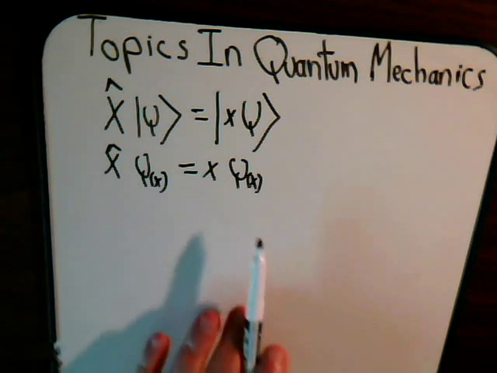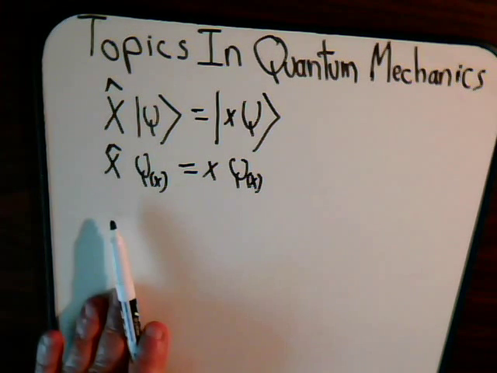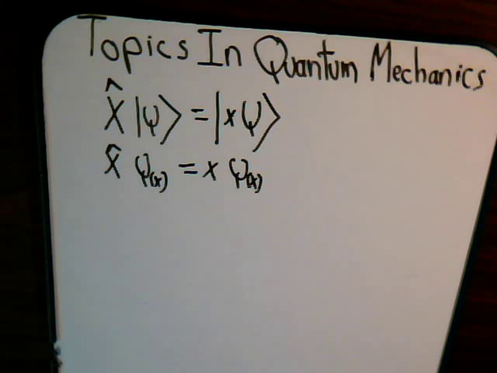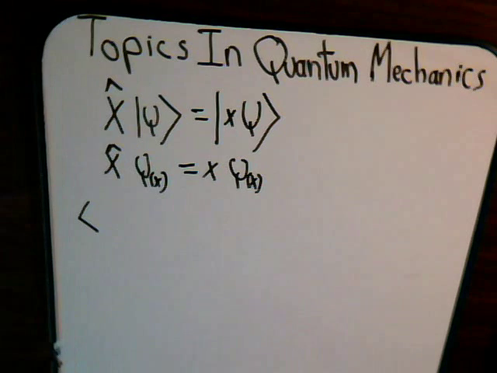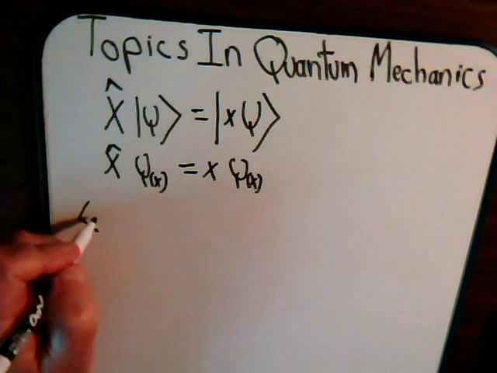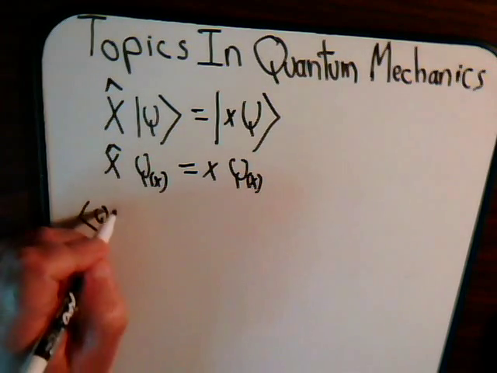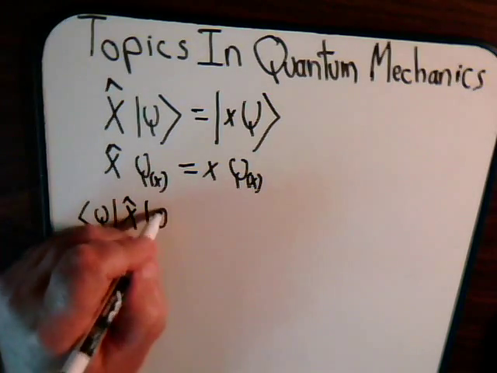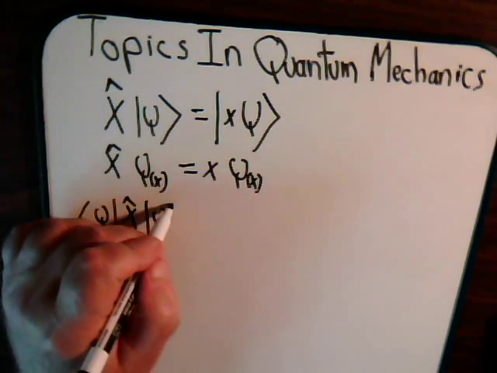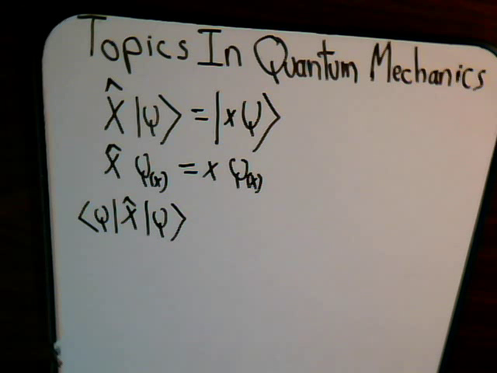Before we explain exactly what this means and the consequences of this definition, let's first check: is the position operator Hermitian? As we defined in the previous videos, a necessary and sufficient condition for an operator to be Hermitian is that this be equal to a real number.